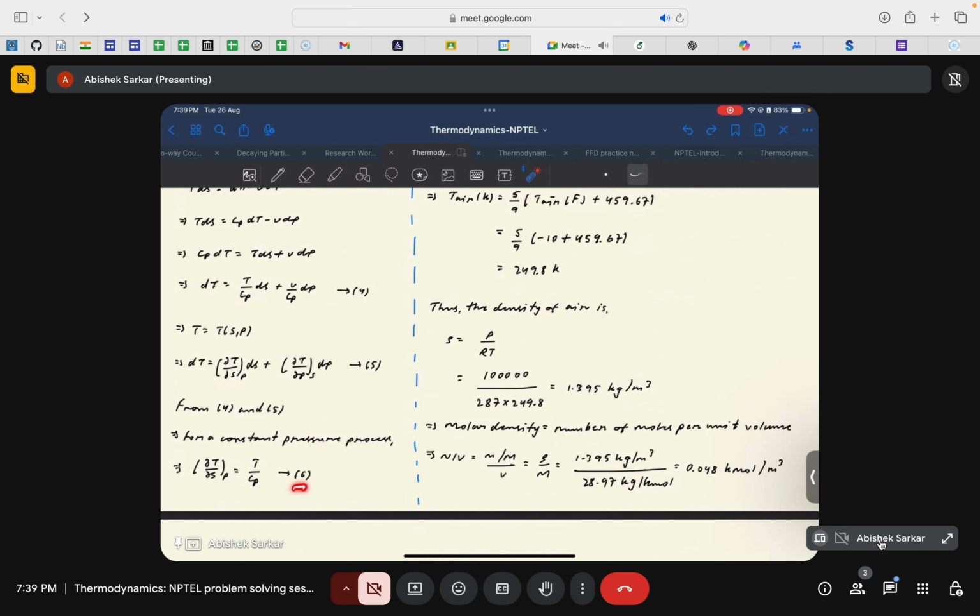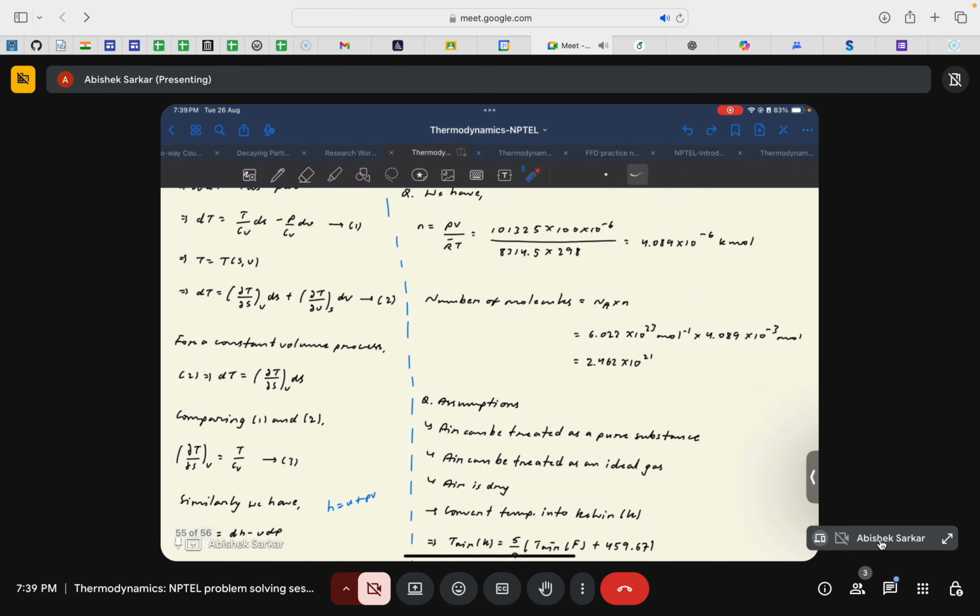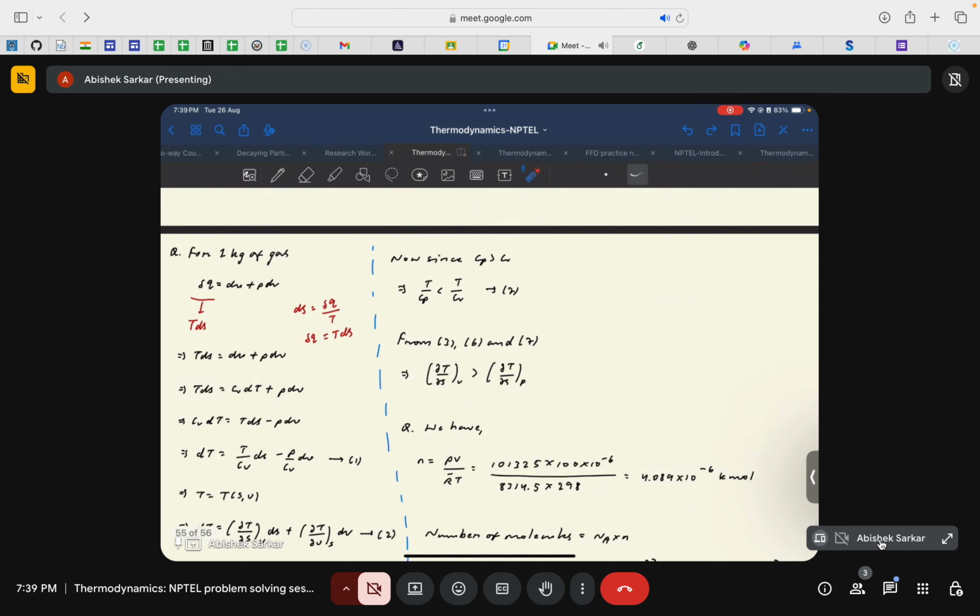Okay, equation number 6. Now we know that Cp is always greater than Cv for an ideal gas, so T by Cp should be less than T by Cv. This is equation number 7. So from equations 3, 6 and 7, you can write that (∂T/∂s) at constant v is greater than (∂T/∂s) at constant p. So in a T-S plot, the constant volume process lines have a greater slope than the constant pressure process lines. So that's how we get the conclusion.